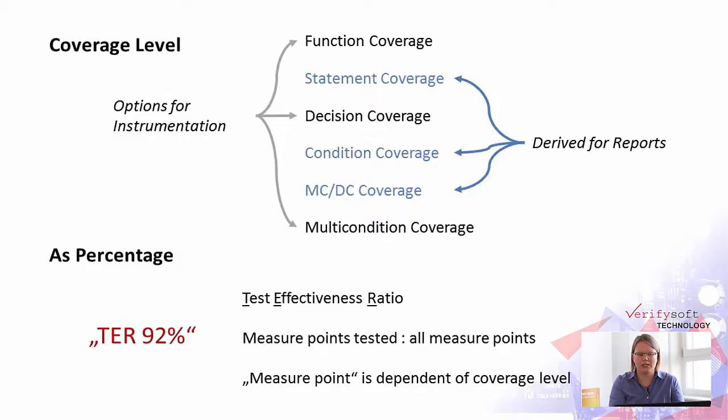The coverage is typically measured as a percentage. We measure a ratio between the measure points that were actually tested and all measure points that should have been tested. This ratio is given as the test effectiveness ratio in TestWell CTC++.